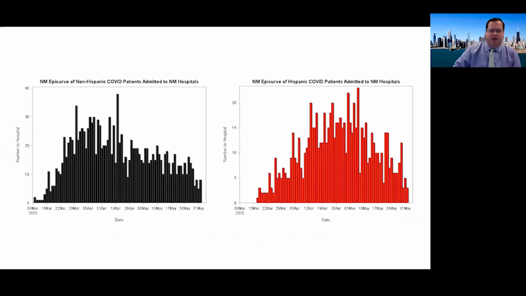And then this is looking at some interesting findings that we noted in terms of ethnicity. So we had a reduction of patients that were non-Hispanic over time, starting at the end of April. At around that same time is when we started seeing an uptick in the Hispanic population, particularly in some of our partner hospitals within the NM system. Next slide.